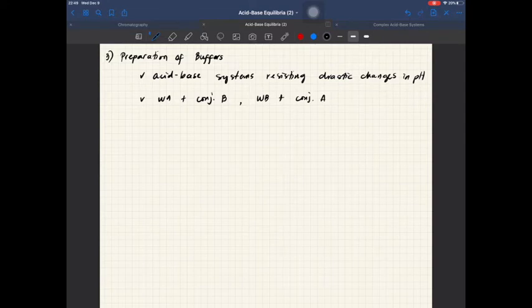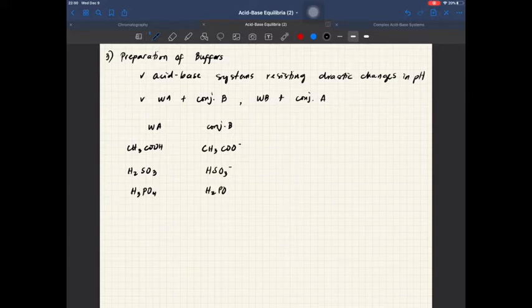An example of a buffer system is the following. For example, we have a weak acid and its conjugate base. The weak acid is, let's say, acetic acid, and its conjugate base, or the salt of its conjugate base. Suppose we have acetate. So the salt of its conjugate base can either be sodium acetate or lithium acetate. We also have other weak acids such as sulfurous acid, and its conjugate base is the hydrogen sulfite ion. We have phosphoric acid and dihydrogen phosphate ion.